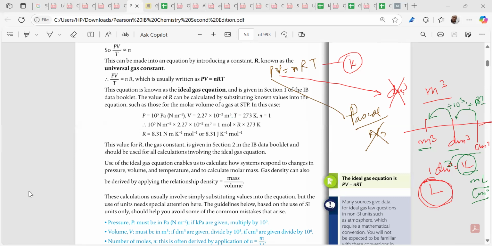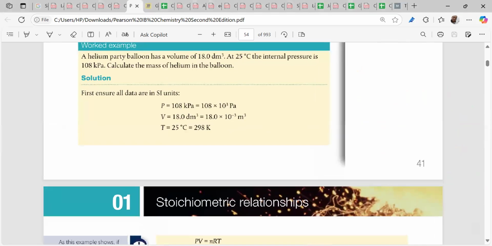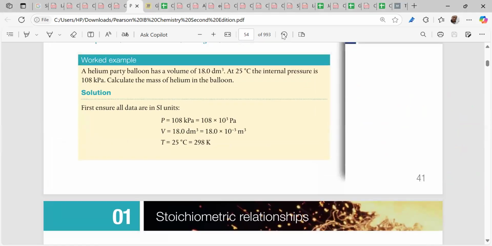Now, whenever we get a question like this, suppose they're saying a helium party balloon has a volume of 18 decimeter cube. At 25 degrees centigrade, the internal pressure is 100 kilopascal. Calculate the mass of helium. So in this question, pressure is 100 kilopascal. Clear? We convert it to Pascal.